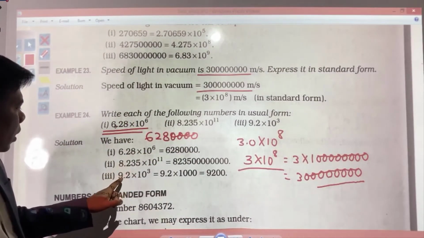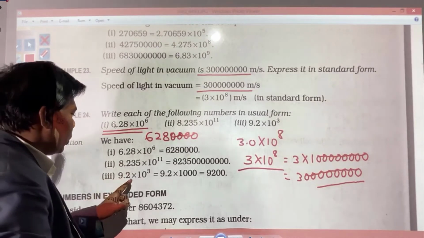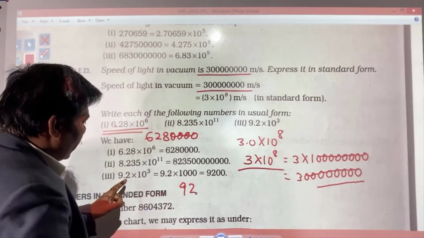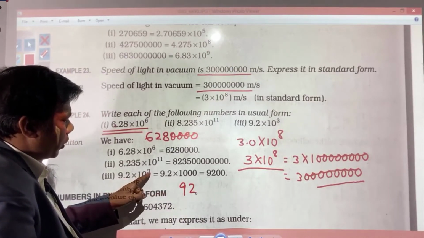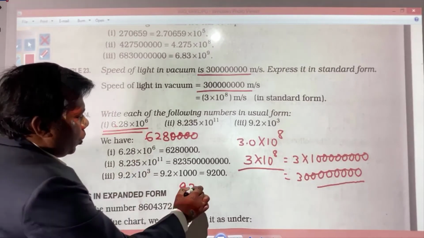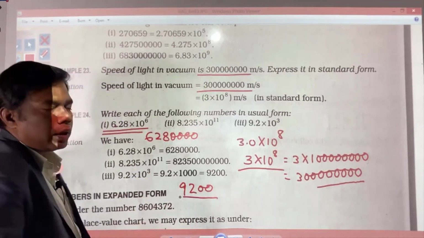Here you see this one, 9.2 into 10 to the power 3. 9.2, so 92 we have written. Now here the exponent is 3 and here you have 1 digit after the decimal, means 3 minus 1 will be 2. So 2 zeros will be required. In this way this is required to be done.